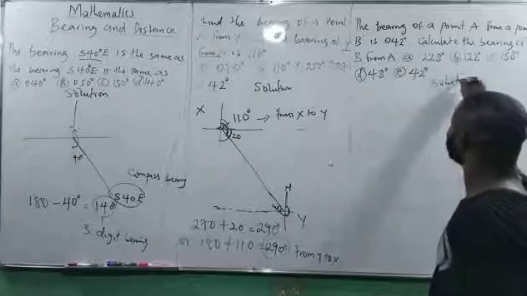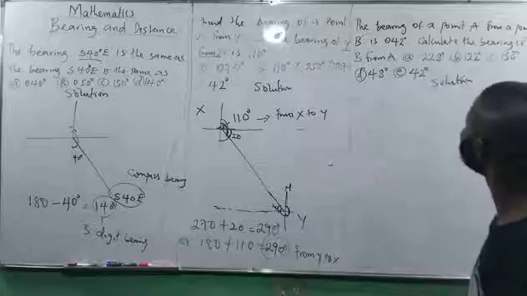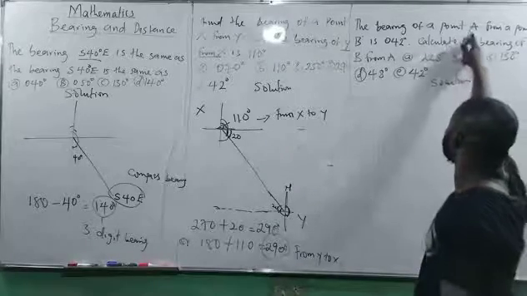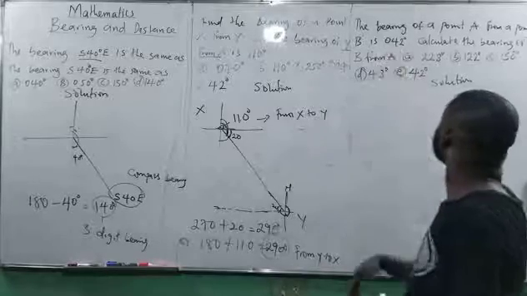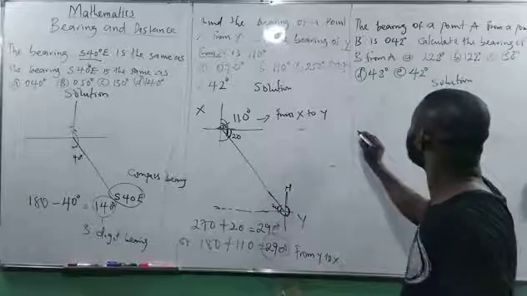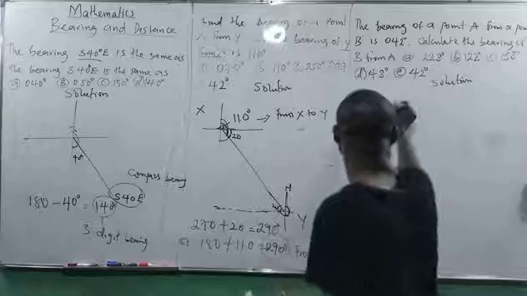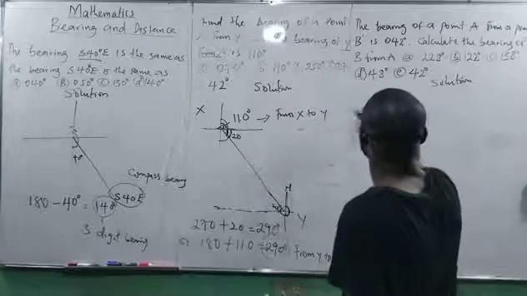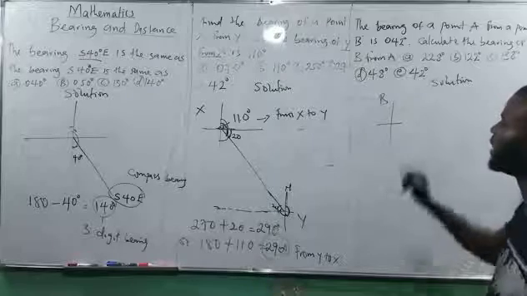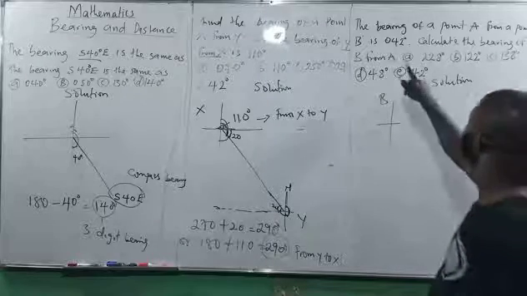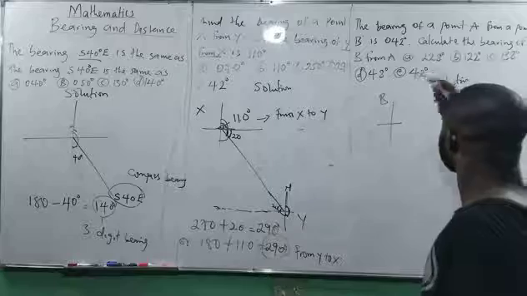I think with this, it should be fine. Now, look at this. The bearing of a point A from a point B is this. From, this is going to be, we are coming from B. It means here will be P. Observer and objects. Very important. Now, is this, which is going to be 40 degrees.